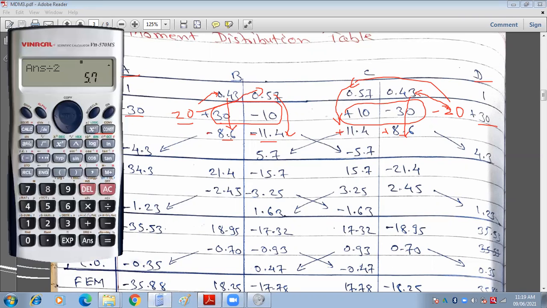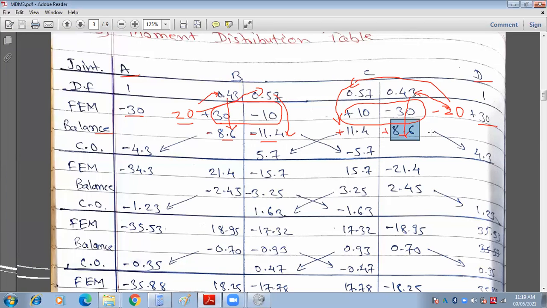Now out of this 8.6, again 50% is transferred to the next support A because support A is fixed. Therefore 50% of 8.6 means 4.3, and this term is minus, therefore minus 4.3 is transferred to the far end A. Similarly for joint C, out of this 8.6 moment, 50% means 4.3 is transferred to support D because support D is fixed.